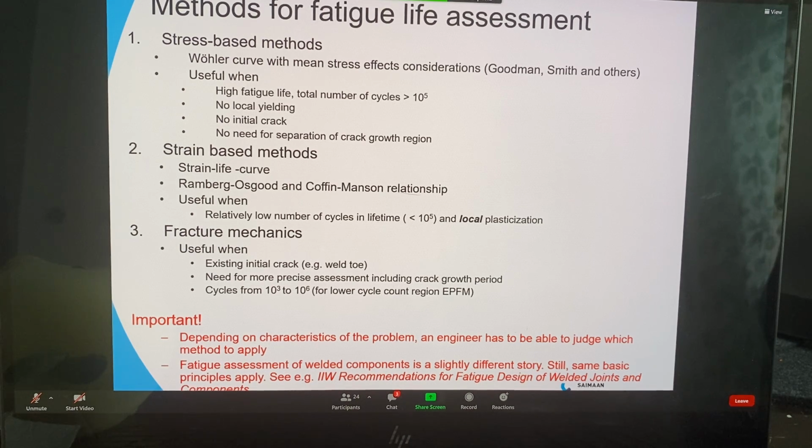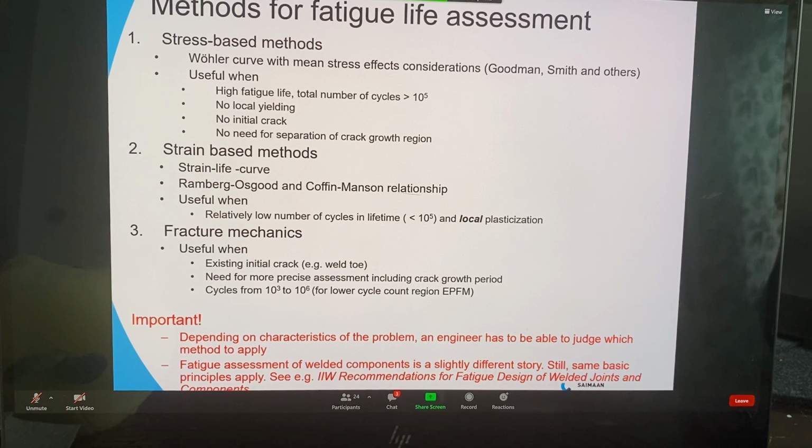Of course, we have to include the effect of the different mean stresses. We learn that the mean stress could be 0, but it could be something else, and that we need to somehow include in the calculation. There are different ways to do it: Goodman, Smith and others, we will learn it later on. And these stress-based methods are, so to say, the most traditional way of doing fatigue life assessment. And for an engineer, I would say that 99% of the cases can be covered with this.